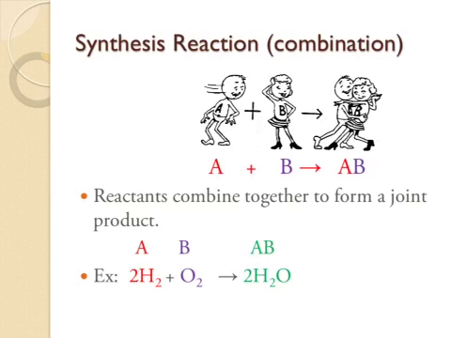The first type of reaction we're going to talk about is synthesis reaction, also known as combination. In the word synthesis or combination, it means things are coming together to be made. That's exactly what a synthesis reaction is. Let's look all the way at the bottom first at the reaction seen under example. Hydrogen gas and oxygen gas come together to make water. So we say an element and another element combine together to make a compound. In other words, A and B come together to make AB.